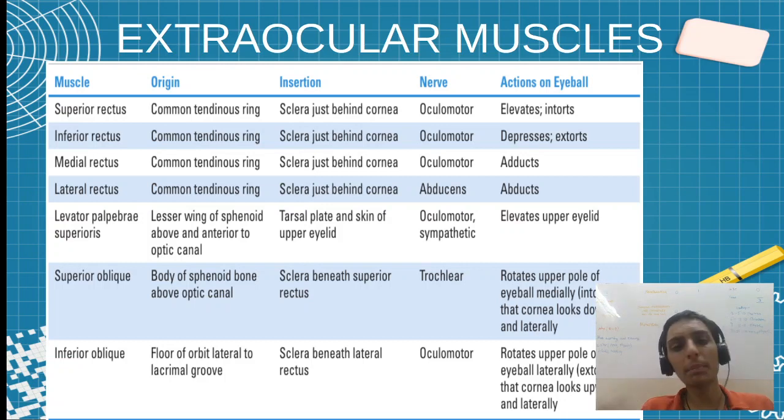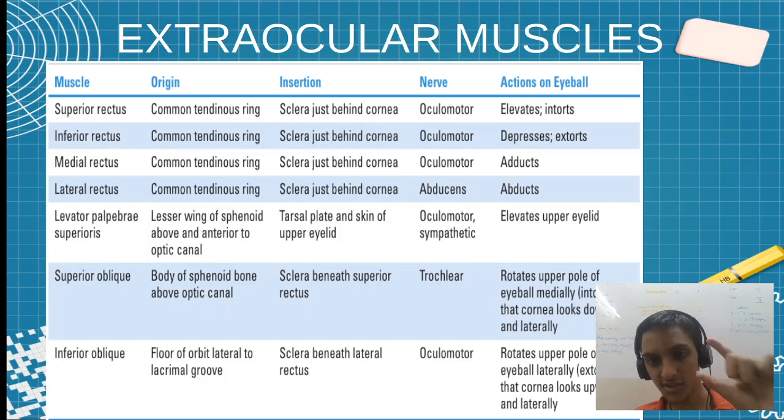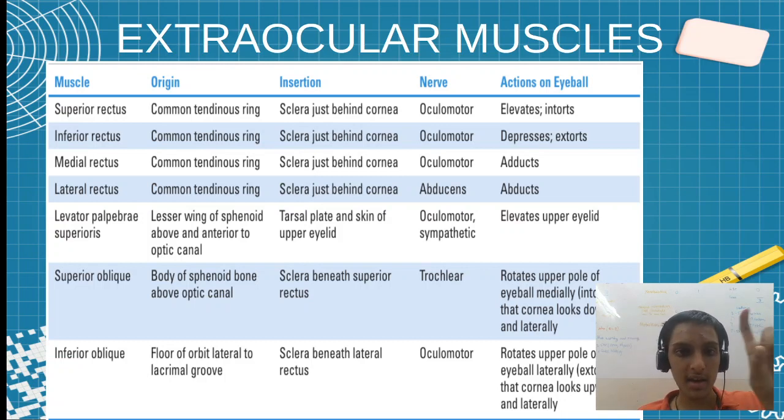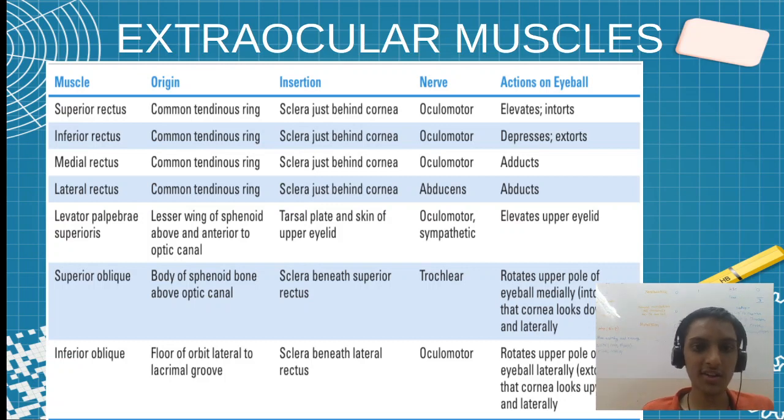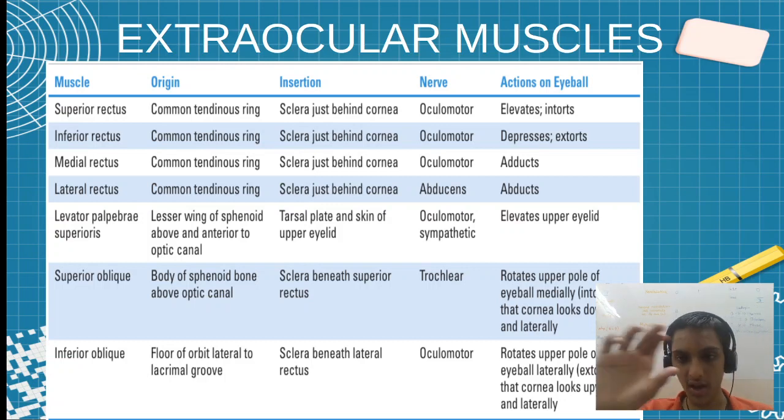Nerve supply is very easy. I'll give you a simple mnemonic, that is LR6 SO4 rest 3. I repeat, LR6 SO4 rest 3. LR as in lateral rectus, 6 as in abducens. SO, that is superior oblique, supplied by 4, trochlear, and rest 3. What is the rest 3? Rest of the muscles. So LR6 SO4 rest 3.